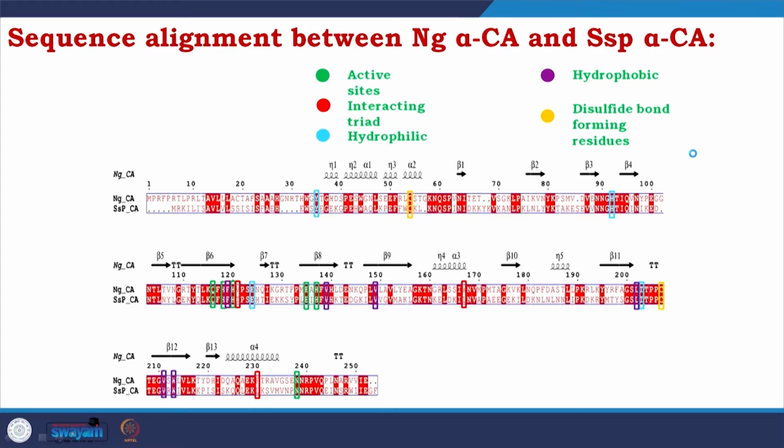This is a comparison of sequence and secondary structures, where we have taken information of the active site. You will see the green boxes, the interacting triad, which is the red boxes, the hydrophilic residues, which is the sky blue, the hydrophobic ones, which is purple, and disulfide bond forming residues, which is orange. So, you get an idea about the protein.